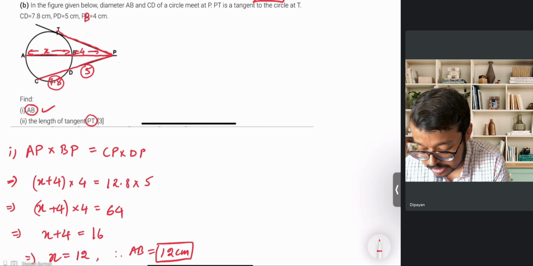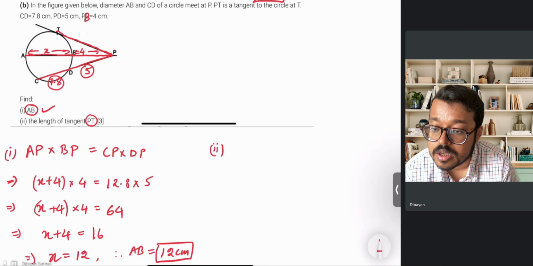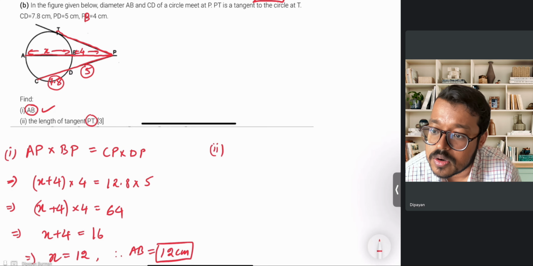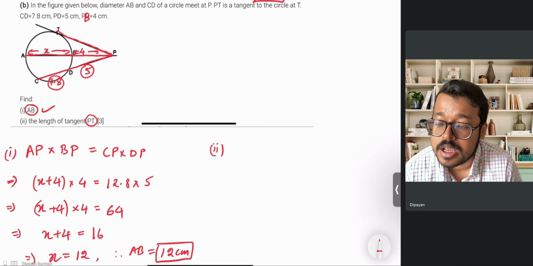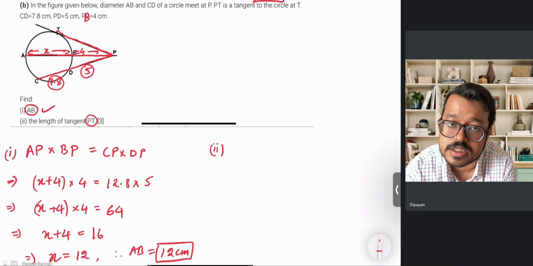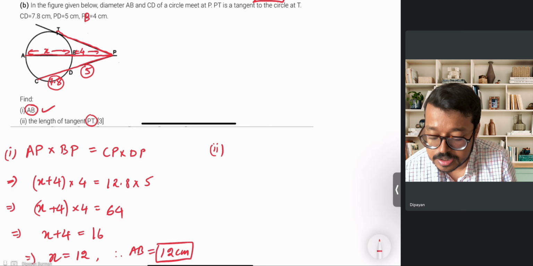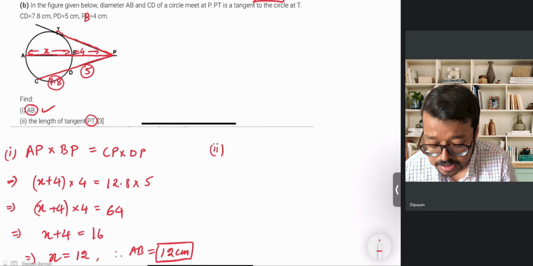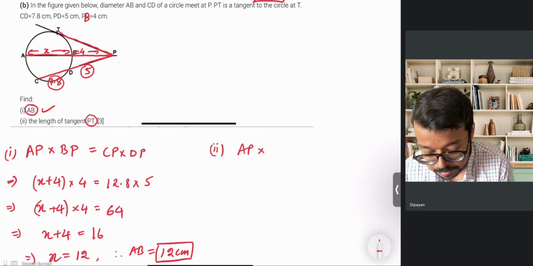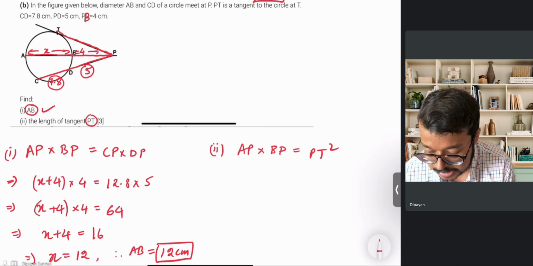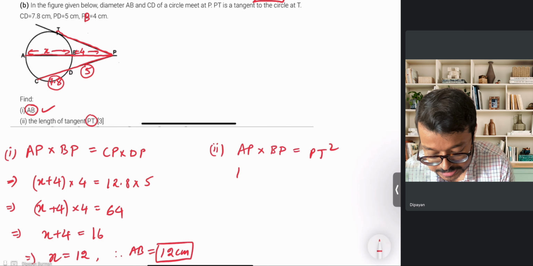That's the first part. Then for the second part, we need to find length of tangent PT. So for that, I can consider either chord AB or chord CD. Any one will be fine, because either one of these chords is intersecting the tangent PT outside the circle. So then we have a theorem, we can apply that. Let's consider the chord AB. So the product of segments of AB are AP into BP. That will be equal to the square of the length of the tangent. So here AP length is 12 plus 4, 16. BP length is 4, that is PT square.